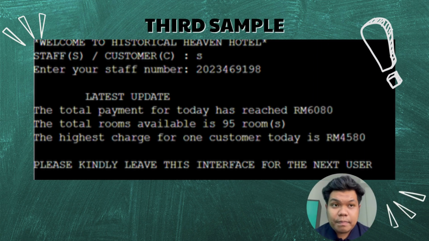So moving on to sample number 3, which is the special sample, because in this one, the user is a staff. So if the user is a staff, we're going to ask for the staff number. So here the staff number is 2023469198, and we're going to show the latest update for the hotel bookings for this day: the total payment for today, the total room available, and the highest charge for 1 customer. This kind of information is important for the staff to make a report to show to the CEO or to the owner of the hotel.